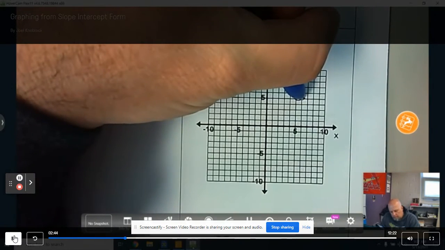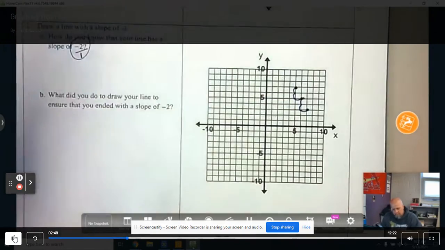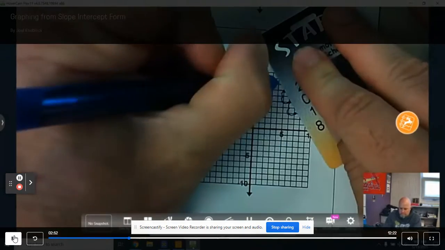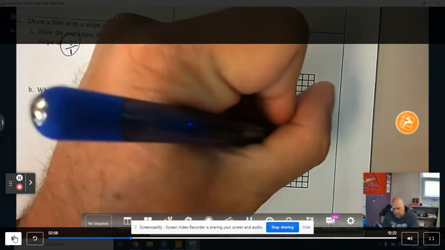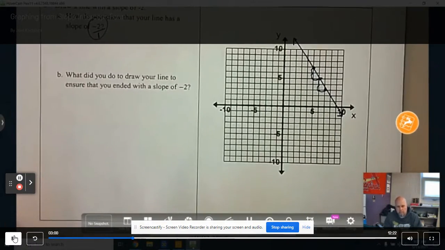Okay, it's only 2 points, so I need to repeat. So 1, 2, and then to the right, 1. All right, use your straight edge, connect them. Make a nice big long line. Put arrows on the ends. And there's a line with the slope of -2.